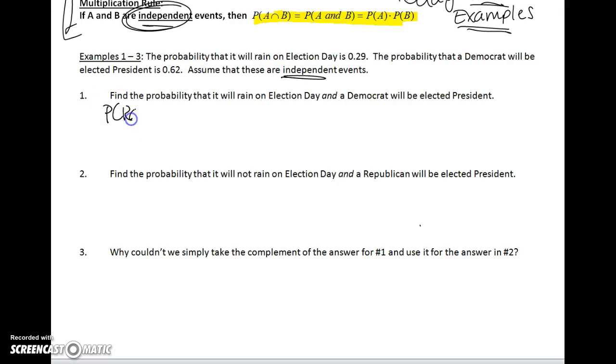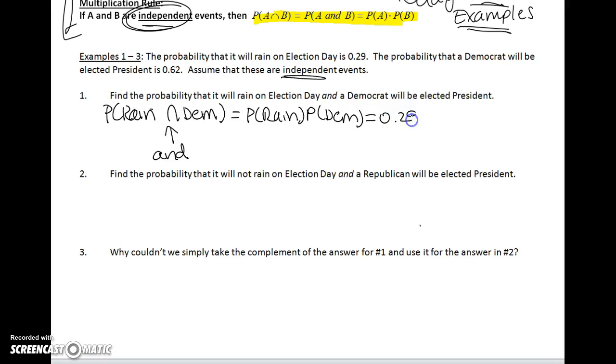So right there we see the independent events, which means that we can use our multiplication rule. So the probability that it will rain and a Democrat will be elected, so this right here means and, we're going to go ahead and use our multiplication rule. So that's the probability that it will rain and the probability that a Democrat will be elected. So that is 0.29 times 0.62, which is equal to 0.1798.